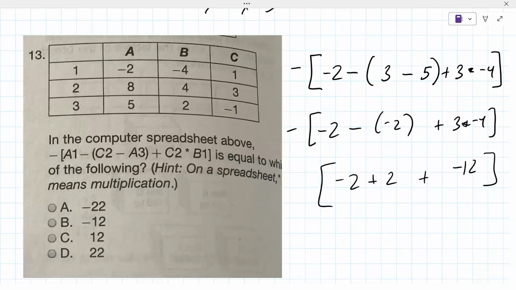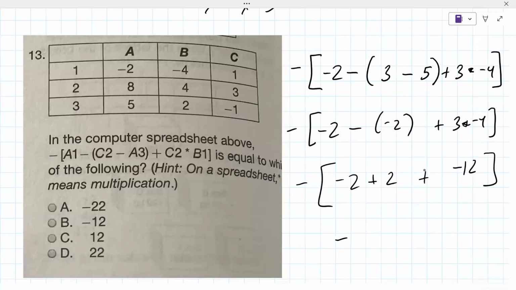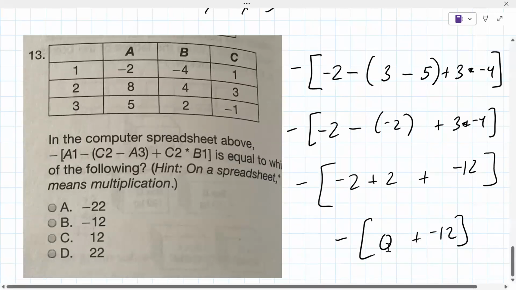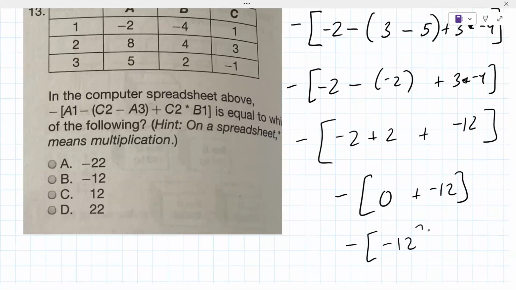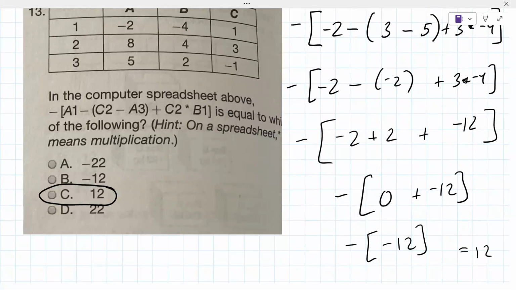What is -2 plus 2? 0. Okay. So it is 0 plus -12. What is 0 plus -12? -12. Okay. And then you negate it. So your final answer is 12. So really close, right? You were right there. And well done though. Good job to give that the full effort there. Any questions on that before we move on to another problem?